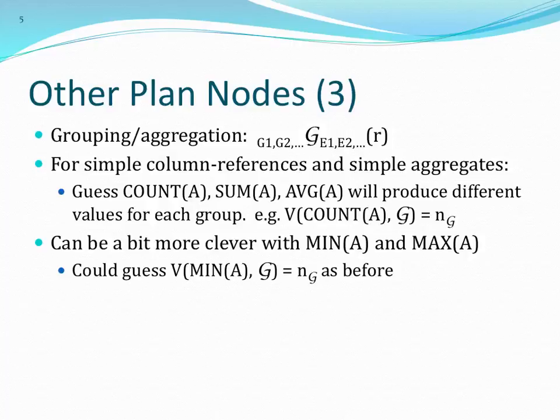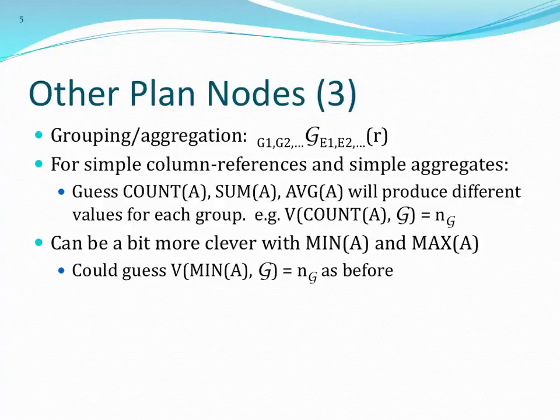Min and max are interesting because, again, we could say, well, we're going to guess that it's just the number of groups. The number of distinct values of min and the number of distinct values of max will be the number of groups that we expect to produce. But you can actually do a little bit better in some situations.